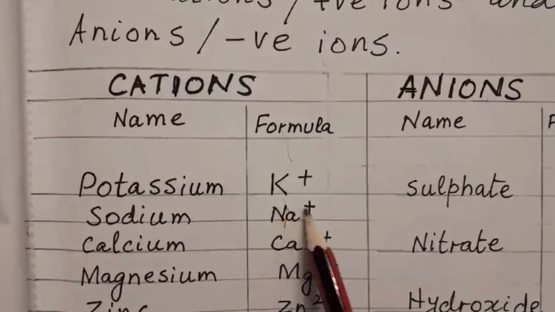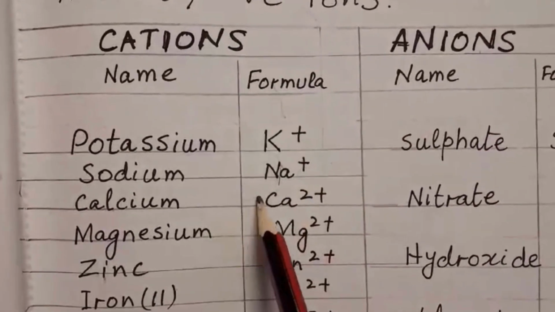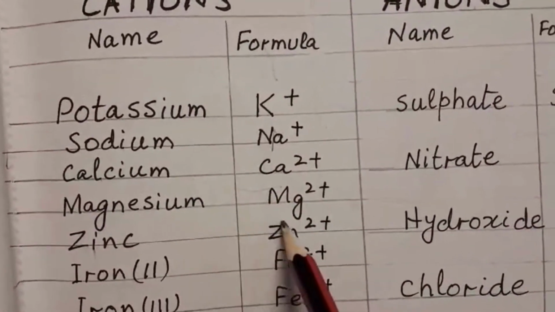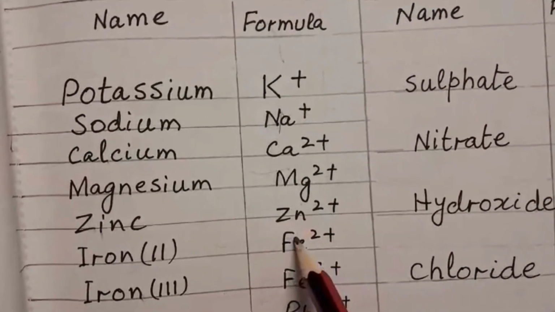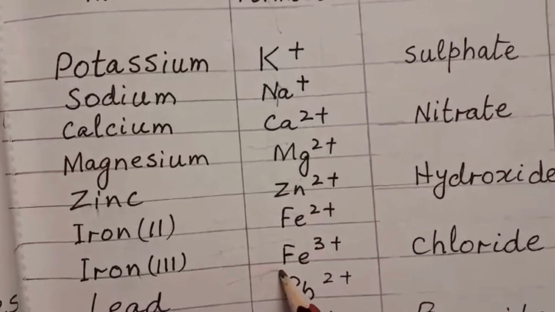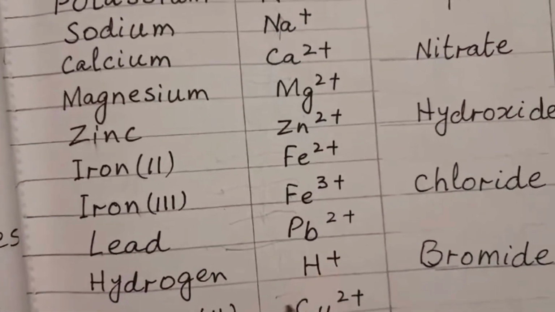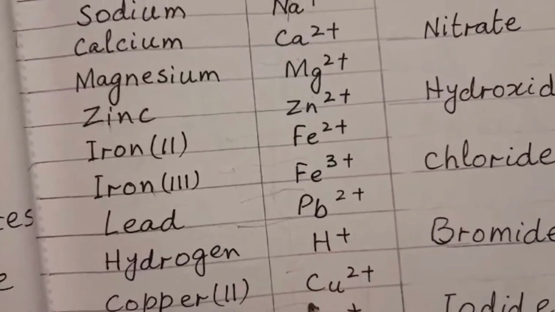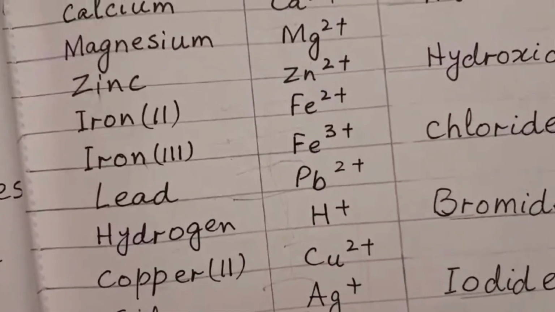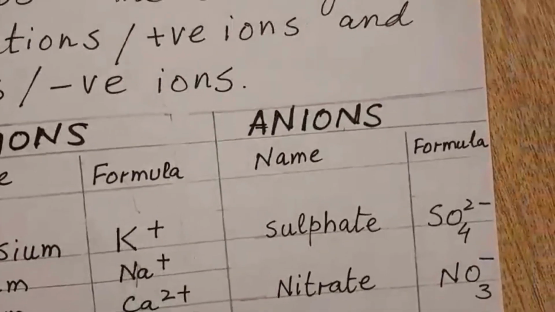We have the list of cations: the potassium ion, K+, sodium ion, Na+, calcium ion, Ca2+, magnesium, Mg2+, zinc, Zn2+, iron 2, Fe2+, iron 3, Fe3+, lead, Pb2+, hydrogen, H+, copper 2, Cu2+, silver, Ag+, gold, Au+. So these are various cations, or the positive ions.